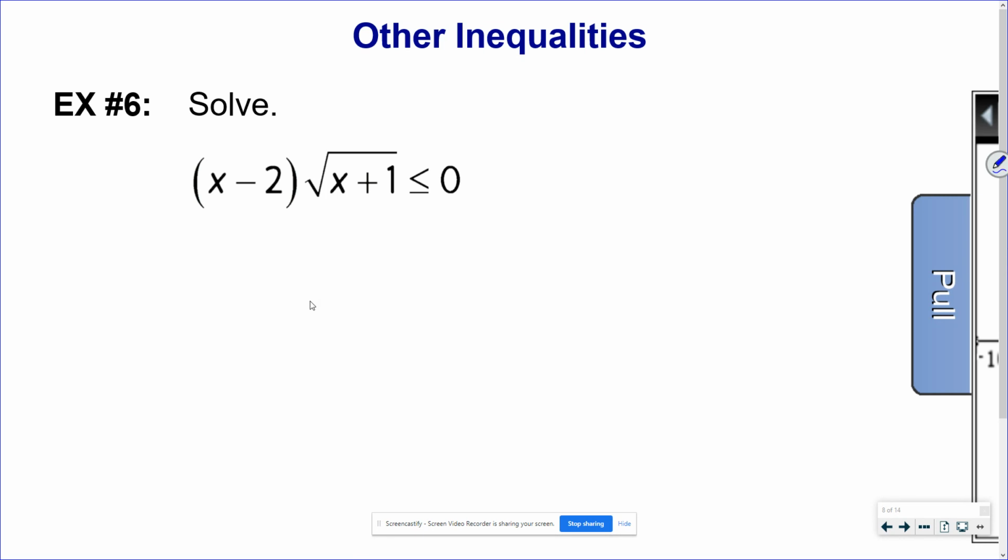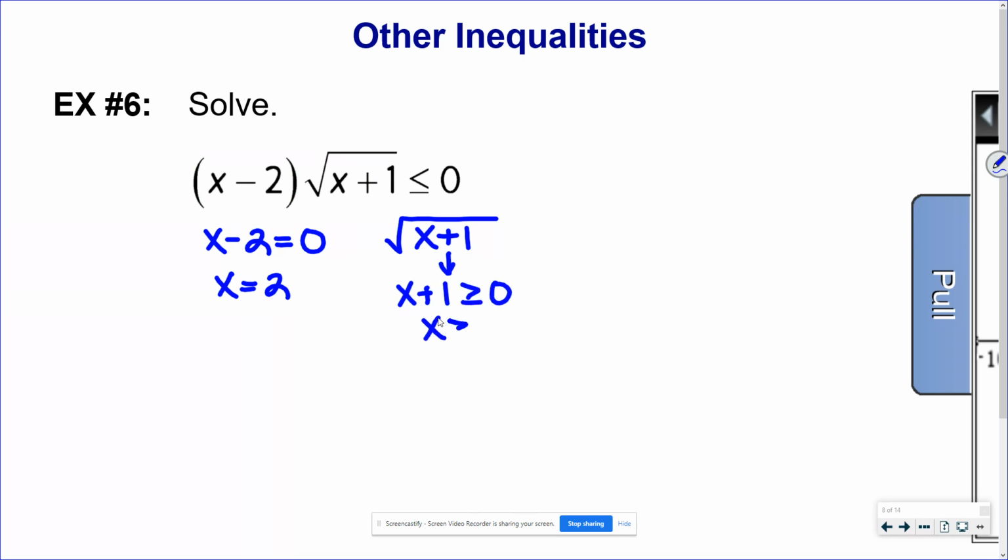Okay, some more complicated inequalities. So like this one here, you're going to start by taking each thing and setting it equal to 0 to solve and find your 0 values. So you get x equals 2 for the first one. Now, with the radical, remember radicals have a different kind of situation where you have to explain the domain restrictions. So the inside of a radical has to be greater than or equal to 0, which means that x has to be greater than or equal to -1.